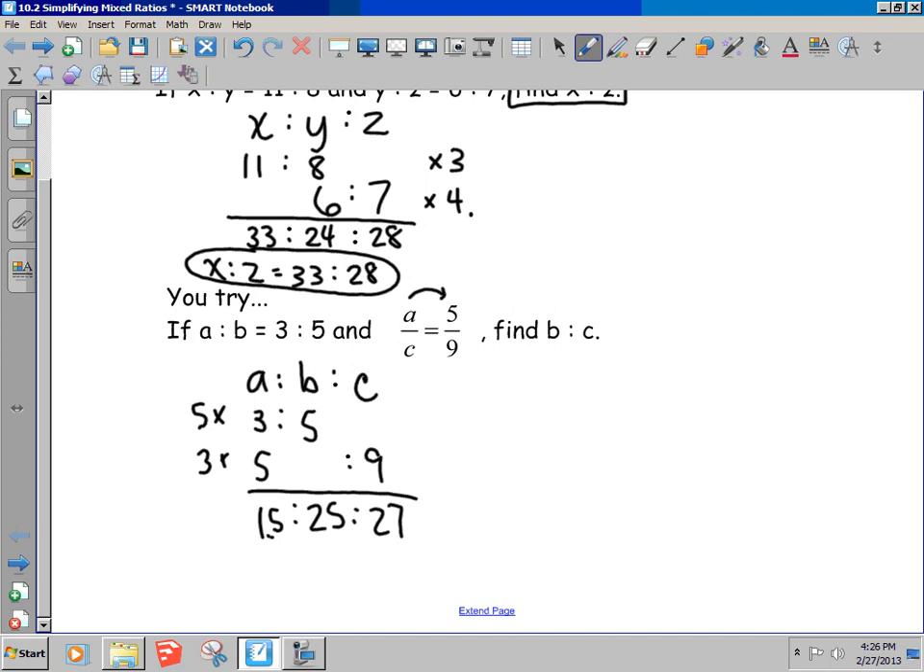In this particular problem, they just want us to find the ratio of B to C. So I can say the ratio of B to C is equal to 25 to 27.